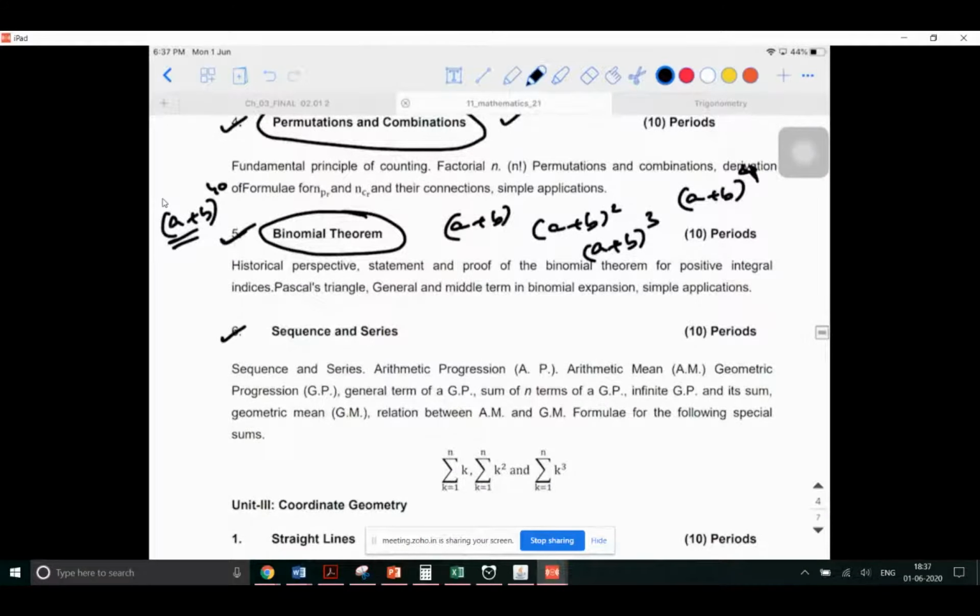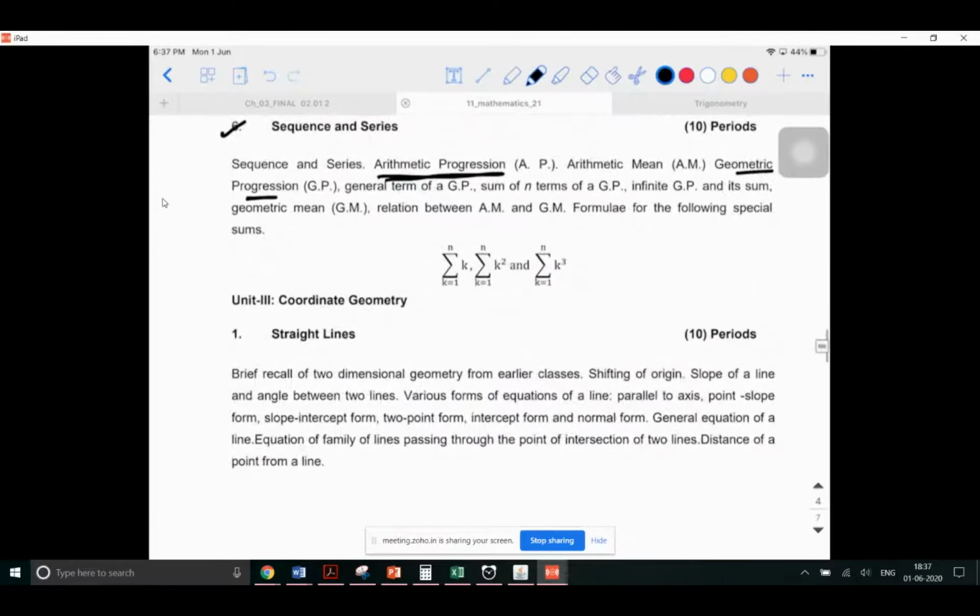Then sequence and series. Last year, you learned arithmetic progressions. In addition to arithmetic progression, you will learn something called geometric progression also. That is a new topic that is going to come. Then coordinate geometry. Last year in your coordinate geometry, you would have mostly learned about the distance formula. You would have learned about the section formula. Then you have the midpoint formula and centroid. These are all the things.